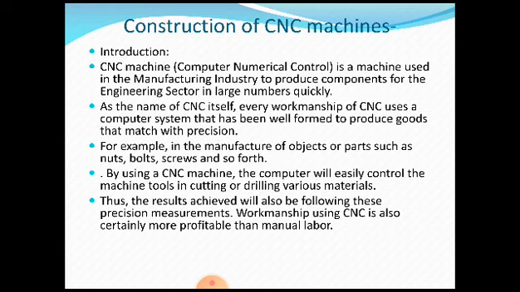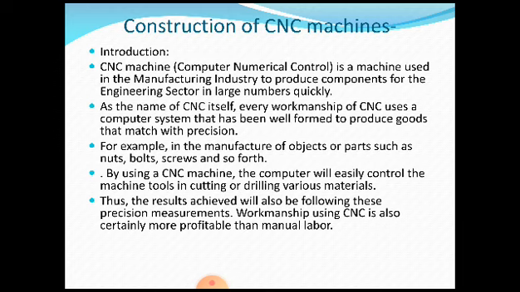A CNC machine is a machine used in the manufacturing industry to produce components for the engineering sector in large numbers, quickly. Let us understand the main objective of using CNC machines, which are replacing NC or manual machines. The main objective of using CNC machines is to see that products are produced very quickly and in large numbers. That is the main objective of using CNC technology.